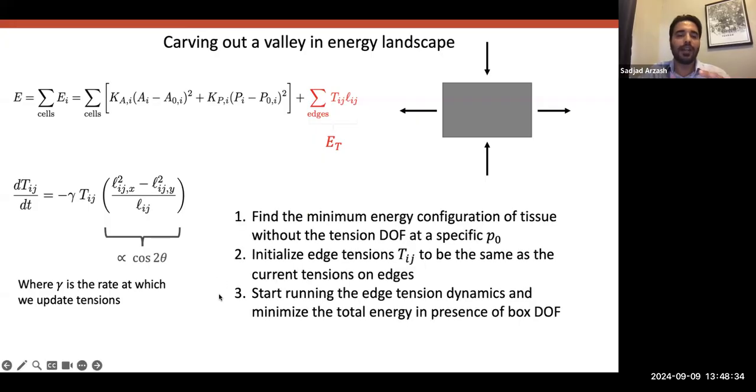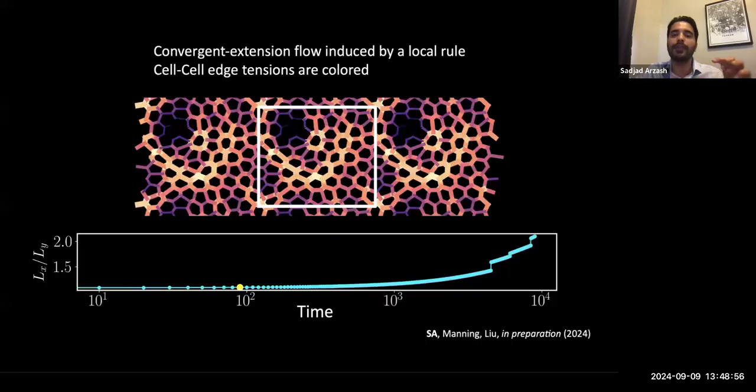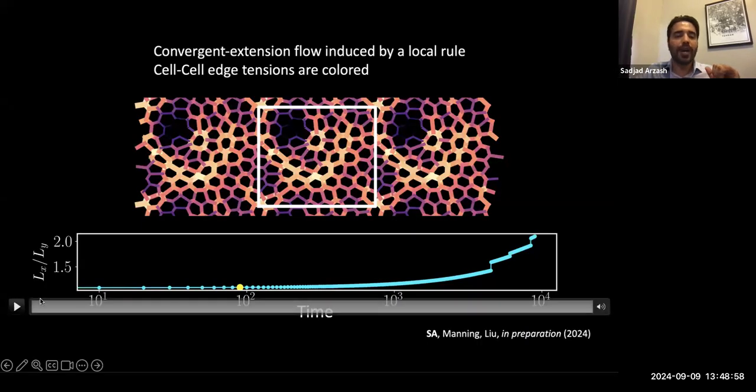And I start with just a random energy minimized tissue, the usual scenario here. I initialize the edge tensions with the passive edge tensions that I get from the usual vertex model, and then just start tuning these edge tensions based on this rule. So I'm just changing edge tensions based on their orientation. So here is what we find.